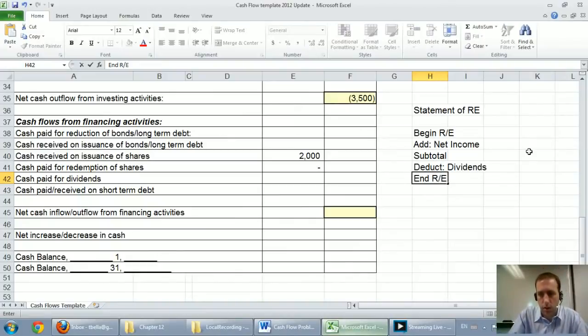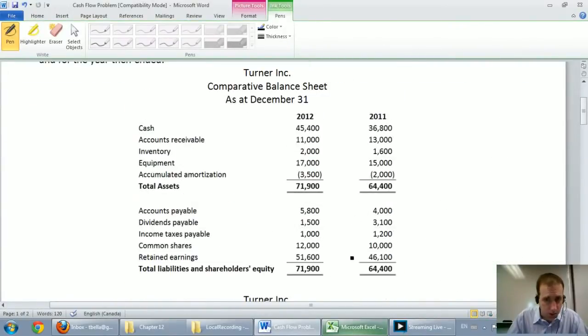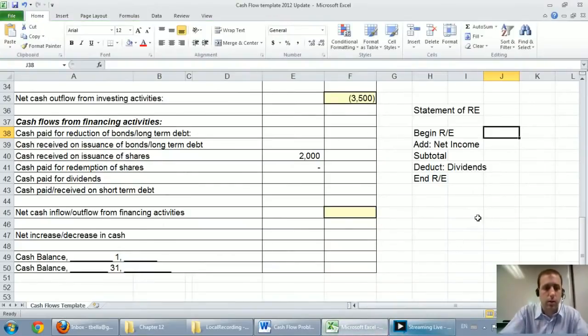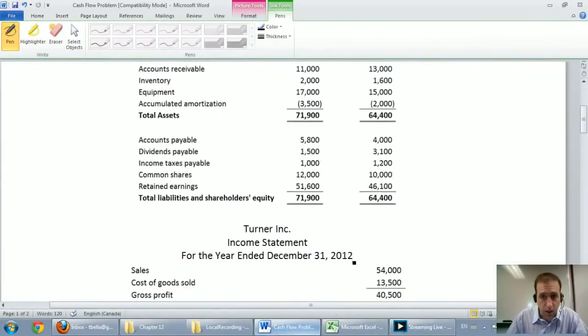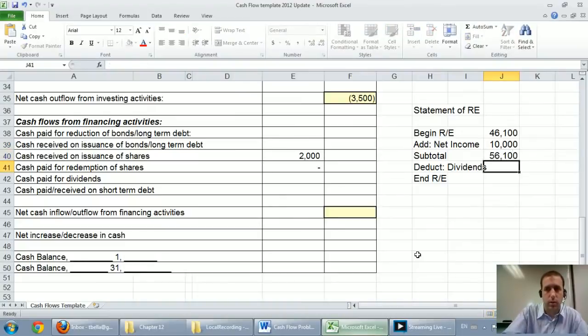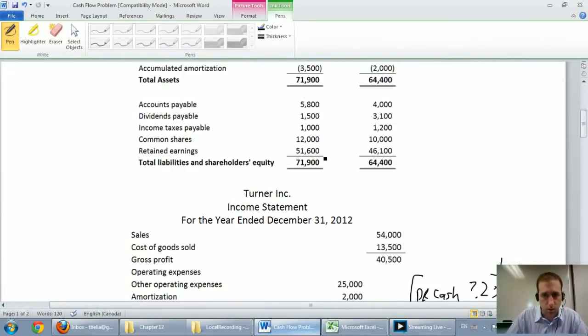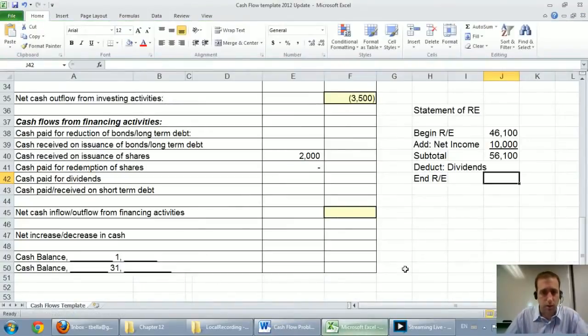So let's see what we can do with our company. Our company's beginning retained earnings was on the balance sheet. The retained earnings at the beginning of 2012 is the same as at the end of 2011. It was $46,100. We're going to add net income. Our net income comes from the bottom of our income statement. It was 10 grand. We're going to subtotal $56,100. We're going to deduct dividends. That we don't know, but we do know our ending retained earnings, and our ending retained earnings was $51,600.